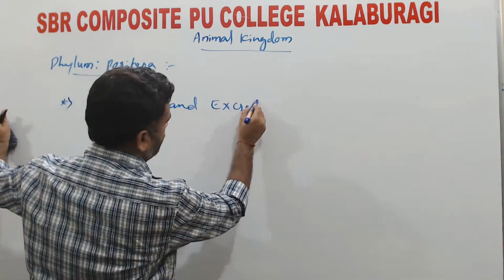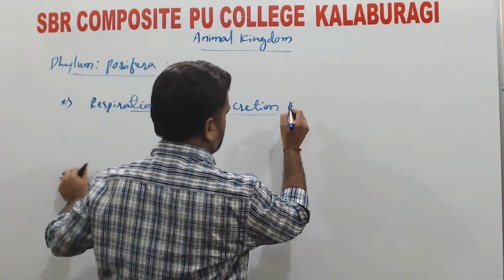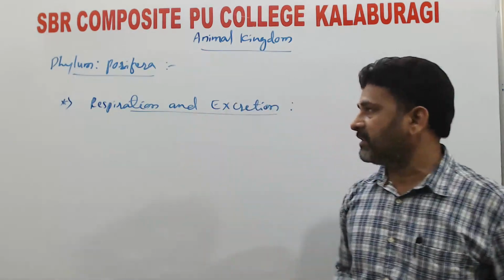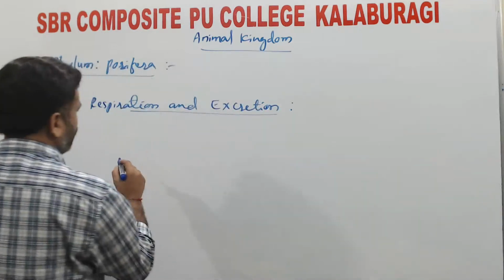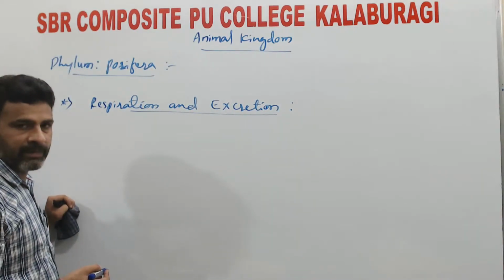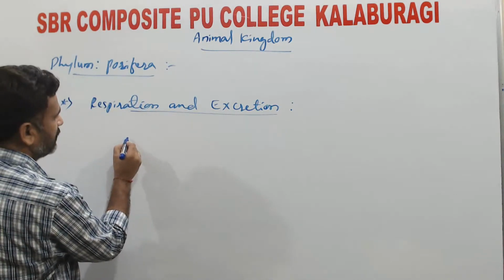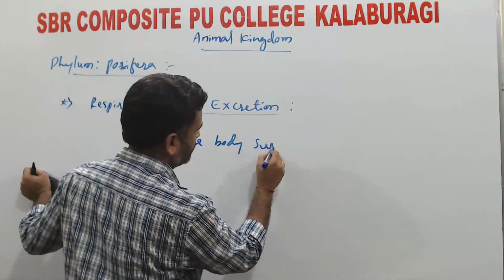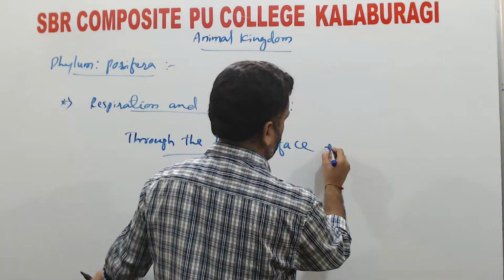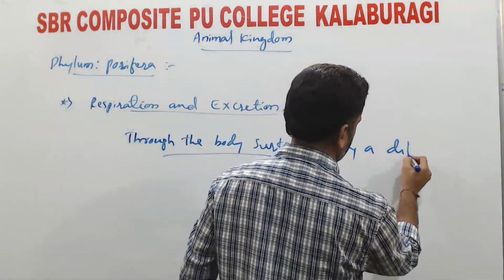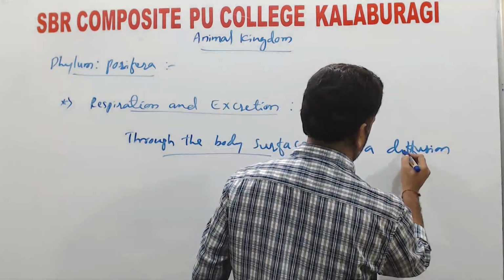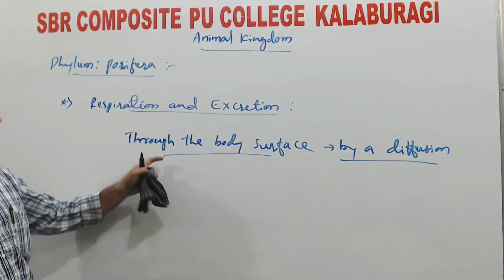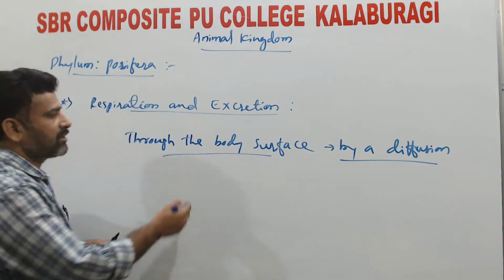Respiration and excretion. In poriferans, respiration and excretion have no special structures. So respiration and excretion occur through the body surface, by a simple diffusion process.